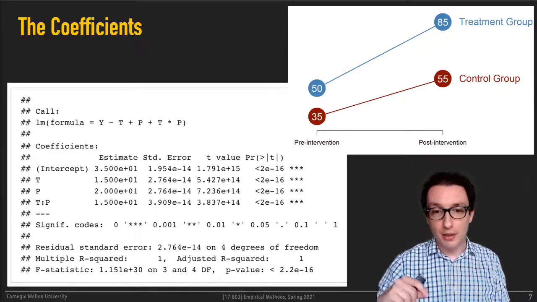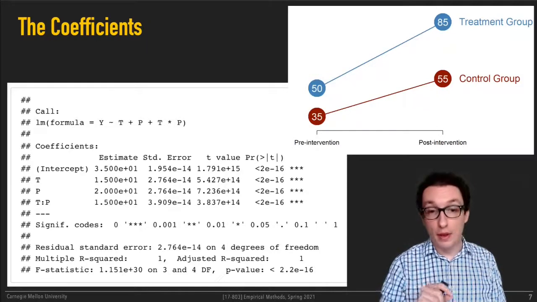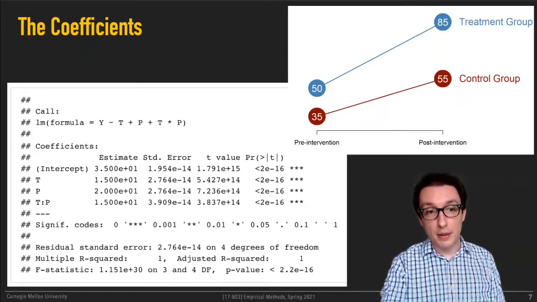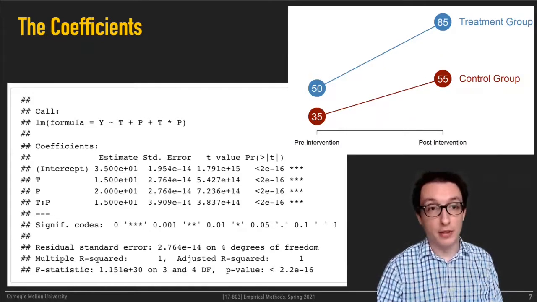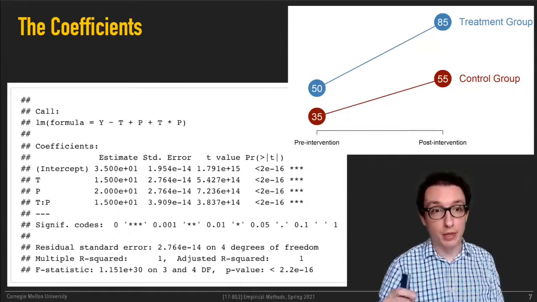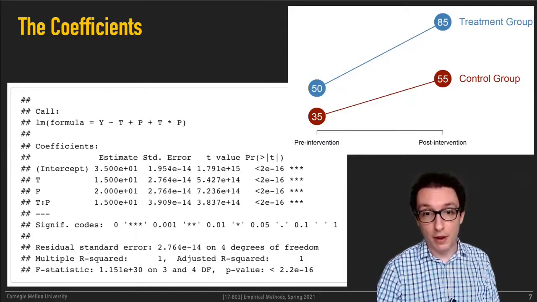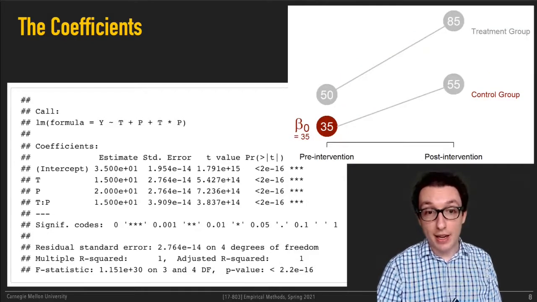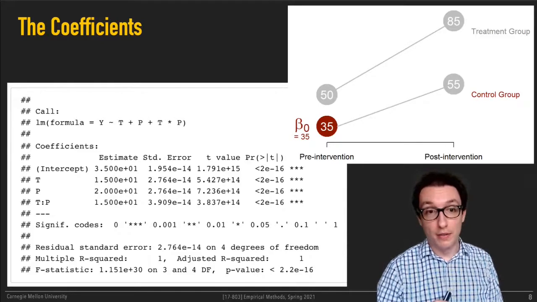Let's start with the maybe obvious thing, the intercept estimate. The intercept estimate there is 35. Notice the scientific notation, right? So 3.5 times 10. So 35, the intercept estimate. Notice how that is exactly the mean value in the control group before the intervention.